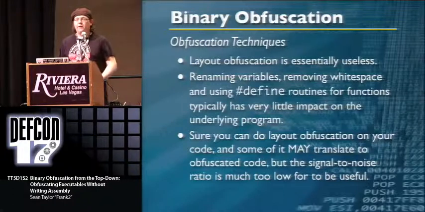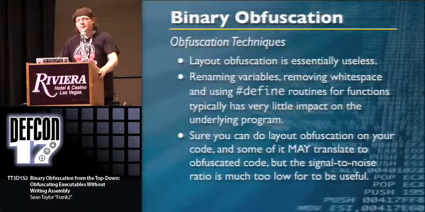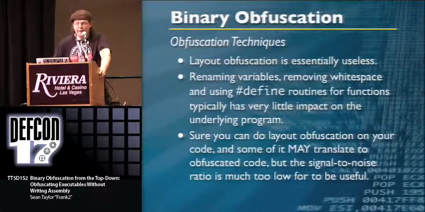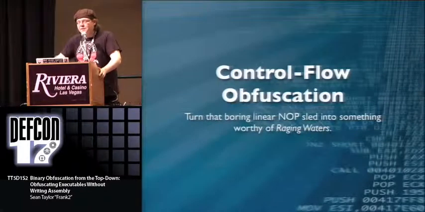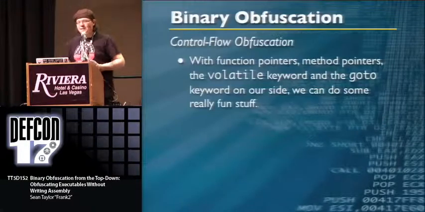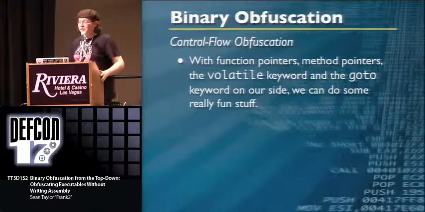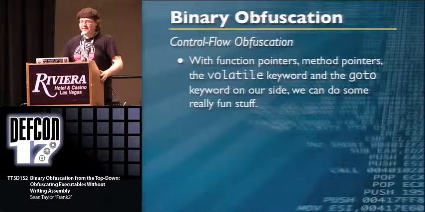Like I was mentioning earlier, if you have an interpreted language, for example JavaScript or Python, layout obfuscation is essentially the only way you can go, because even though there are Python compilers and JavaScript compilers out there, it's typically used as an interpreted language. So, with this in mind, there's actually a lot of meat in control flow obfuscation. There's a whole bunch of different stuff we can do. We have function pointers, method pointers, the volatile keyword, and yes, there's also use for the goto keyword in this presentation. We can do a whole lot of really fun stuff.